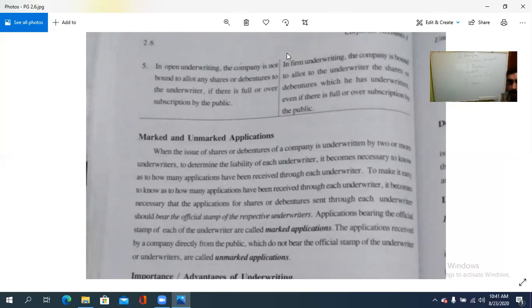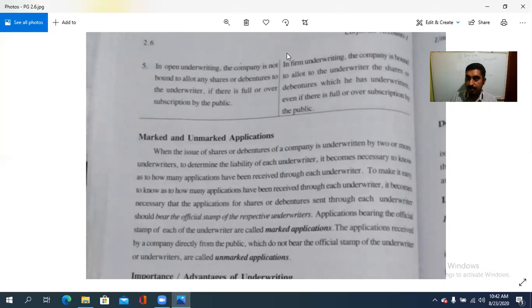So the company is not bound to allot any shares or debentures to the underwriter if there is full or over subscription by the public. If it is fully subscribed, there is no need of the pure underwriting. Then open underwriting or pure underwriting. Why? In firm underwriting, the company is bound to allot the underwriter the shares or debentures which he has underwritten, even if there is a full or over subscription by the public, because only a specified number is to be taken by the underwriter. So these are the differences between open underwriting and firm underwriting.